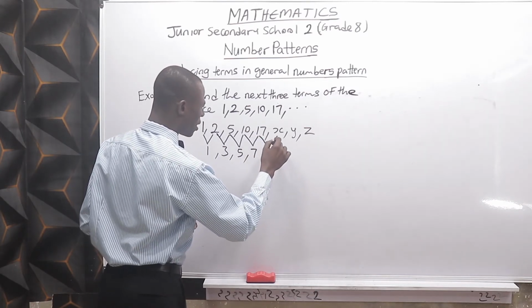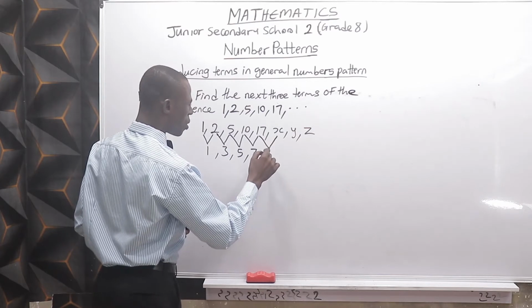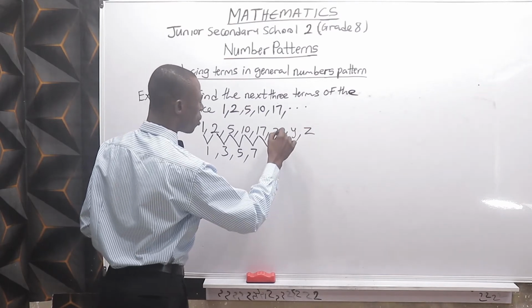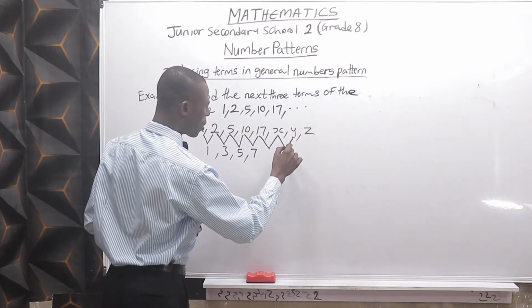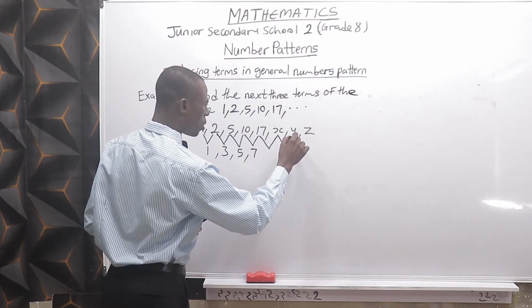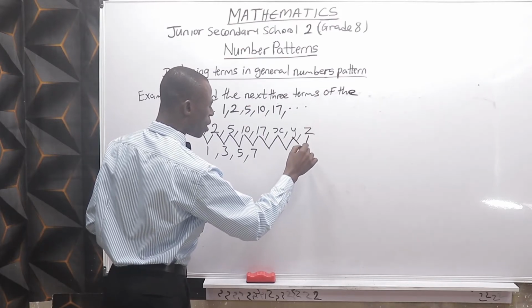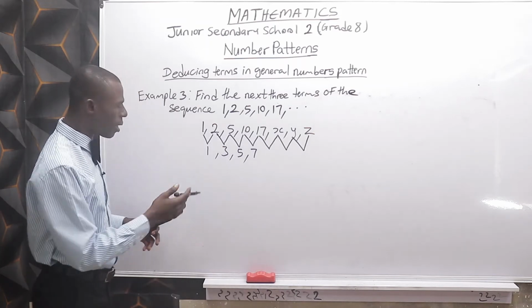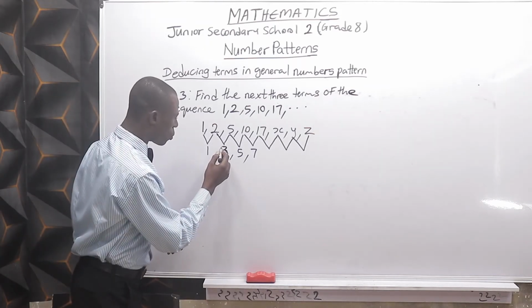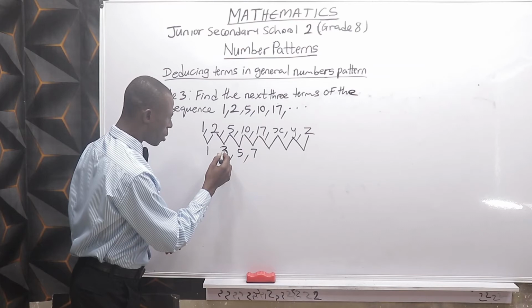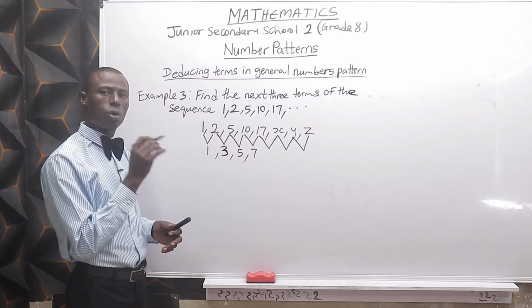Between 17 and the unknown number X, what's the difference? Between the unknown number X and Y, what's the difference? Between the unknown number Y and Z, what's the difference? Here we have to deduce and jump to a reasonable conclusion.